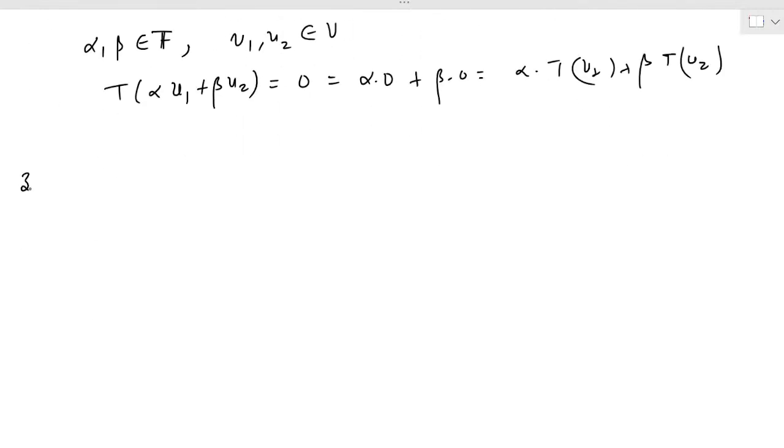Now let us take another transformation which is called the projection. Usually pi is used. Okay, I'll use p, something like prj, from R^n to R.